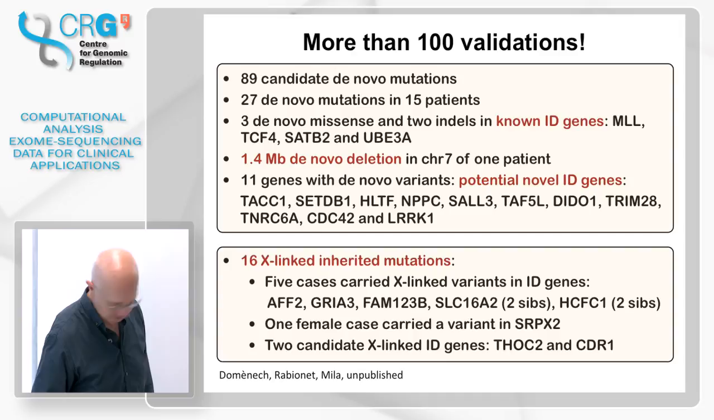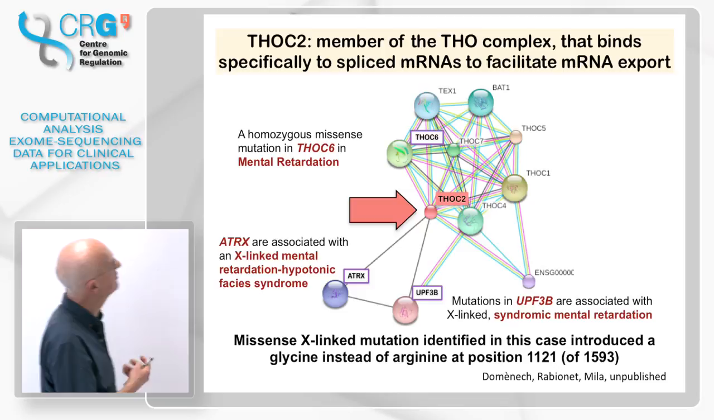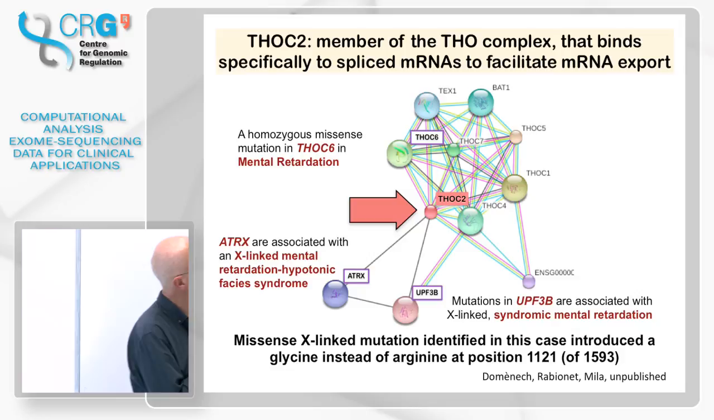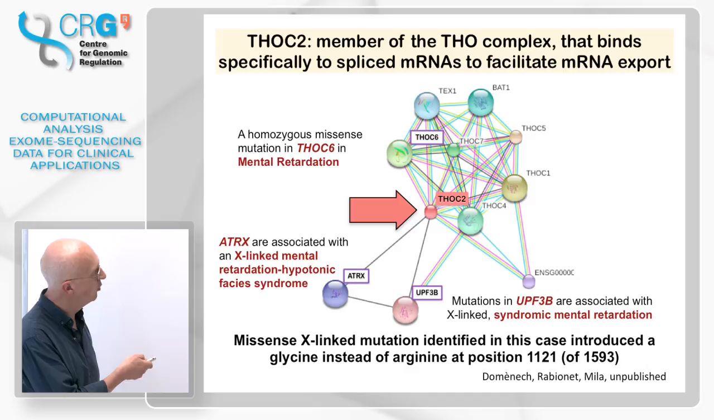So just to show you some of them, then you have to go through different pathway analysis and so on. One of the genes that we detected is this THOC2 gene, which is a member of the THO complex that binds to the spliced messenger RNAs to facilitate the export of the RNA. There was previously one case of a missense mutation that was detected in homozygosity in a case of mental retardation. So this would be our gene.